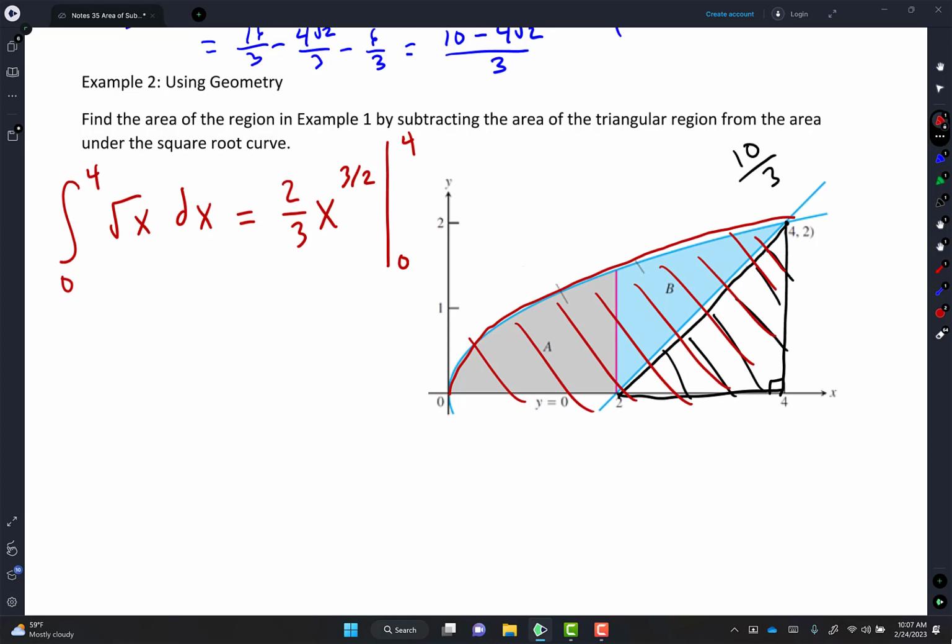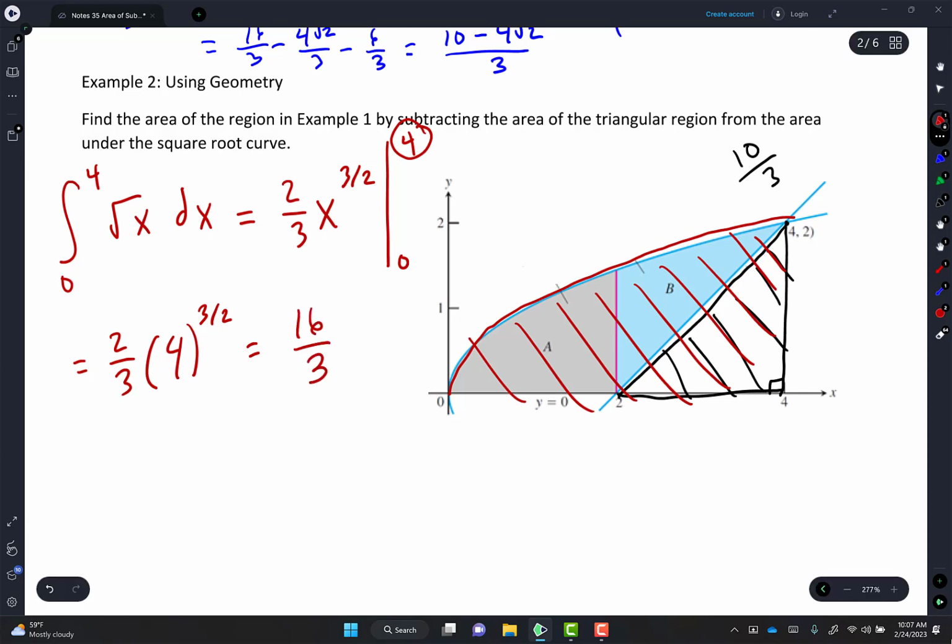Okay, ready? All I'm going to do is plug in what number? The 4, because the 0 we already know is 0. So let's see. 2/3, parenthesis, 4 to the 3/2. The square root of 4 is 2. 2 to the 3rd power is 8. 8 times 2 is 16. So I just get 16 over 3. Does everyone get that? All right, now let's do the area of the triangle.